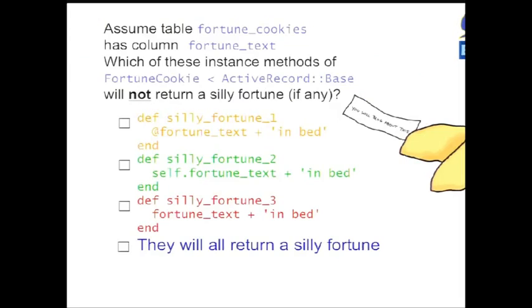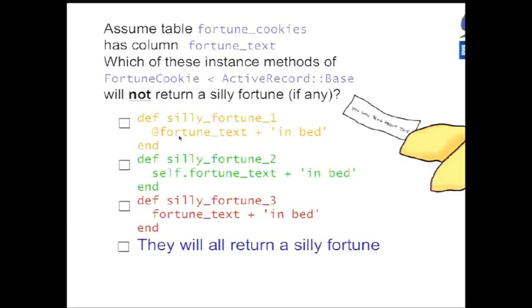What's happening on this first one? Given that fortune cookie is an Active Record object, what's the value of this instance variable? Somebody who didn't answer orange. Anybody? Bueller? Okay, trick question. We don't know, right? We don't know.